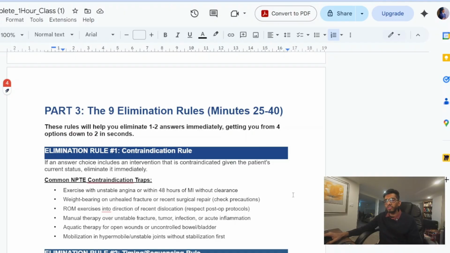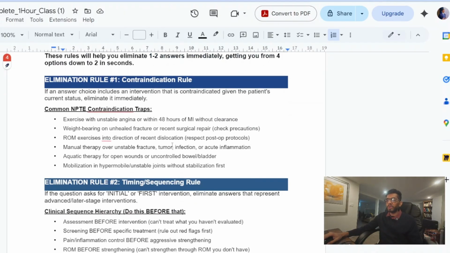You need to look out for range of motion exercise in the direction of a recent dislocation. Respect the post-operative protocol, very important in rehabilitation. Okay, if the physician who did the surgery tells you not to do a certain movement, you don't want to do it, right? Then manual therapy over unstable fracture, tumor, infection, or acute inflammation. So you don't want to do manual therapy over an unstable fracture, or where there is a tumor, or an infection, or a very acute inflammation.